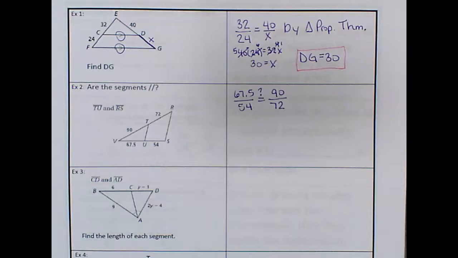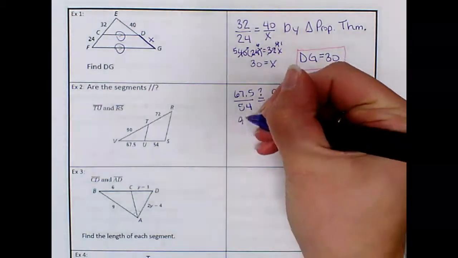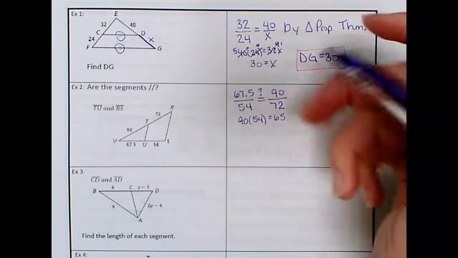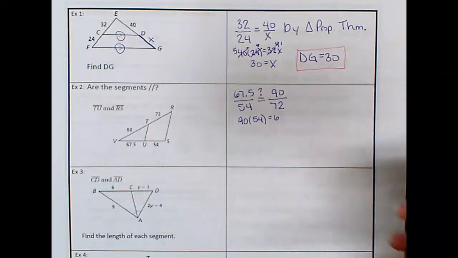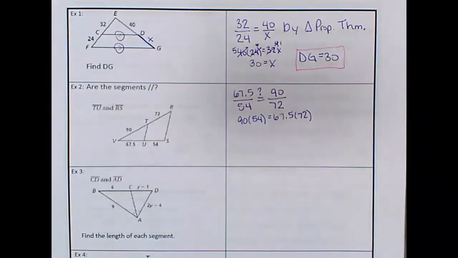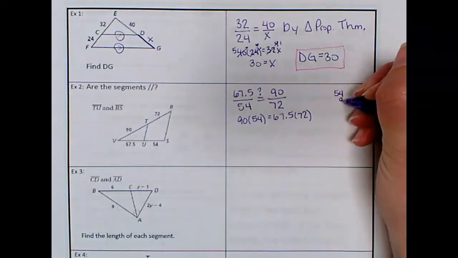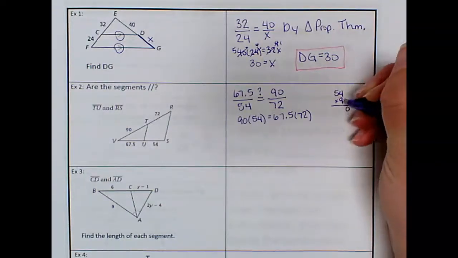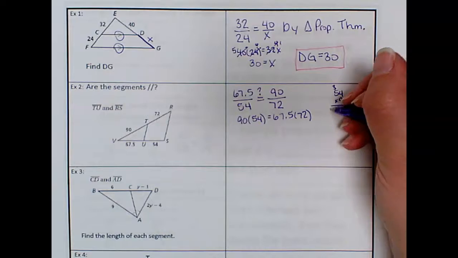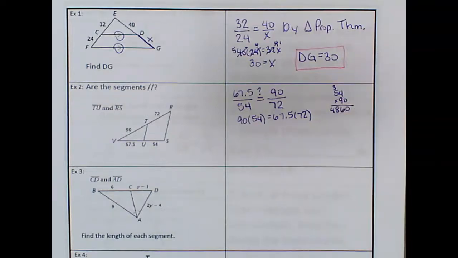So when I cross multiply, I'm hoping to get the same number. So 90 times 54 equals 67.5 times 72. 54 times 90 is, let's see, 4 times 9, 6, 36, 45, 46, 47, 48, so 4,860.